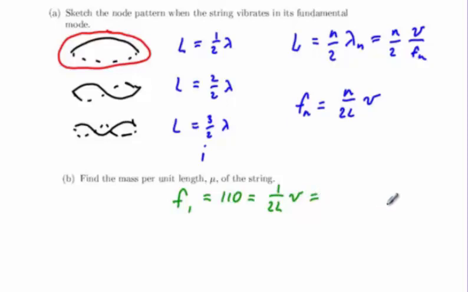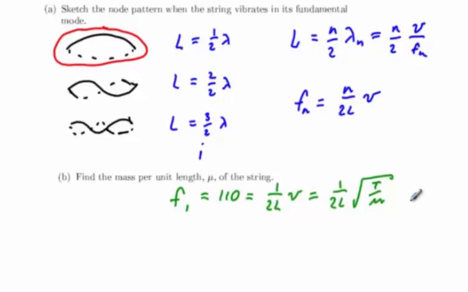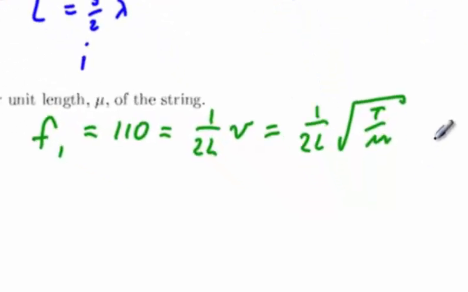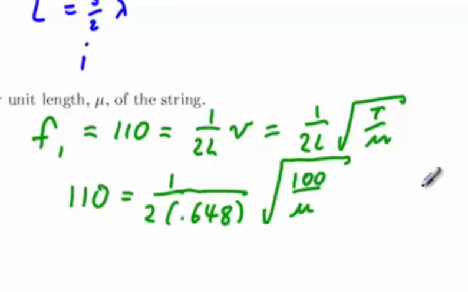The waves on a guitar are carried in a string, and we remember the formula for the velocity of waves carried in a string to be the square root of the tension of the string over the mass per unit length. Plugging in the fact that we know the length and we know the tension, we get the following result. 110 Hz is 1 over twice the length times the square root of the tension of 100 newtons divided by the mass per unit length mu.